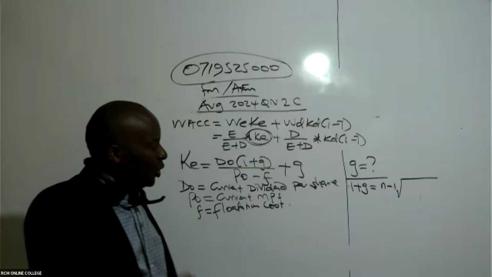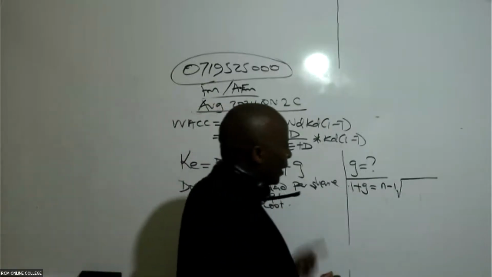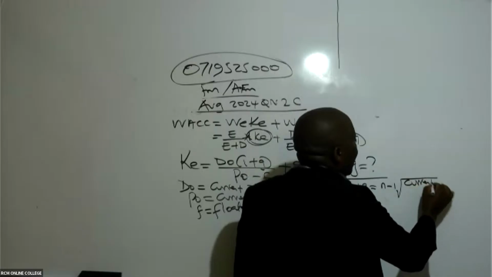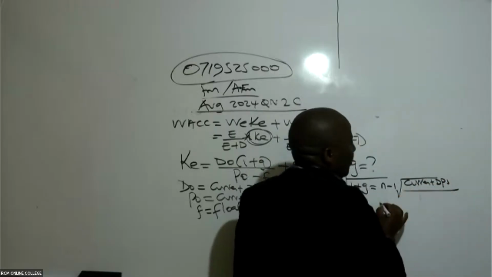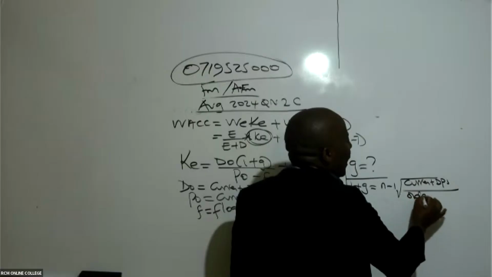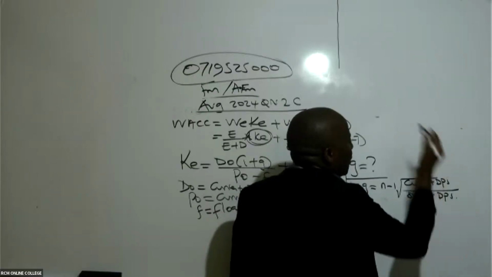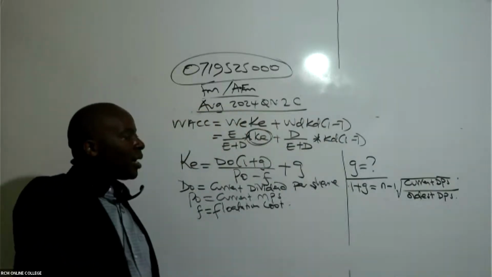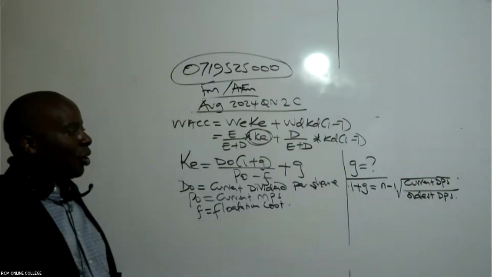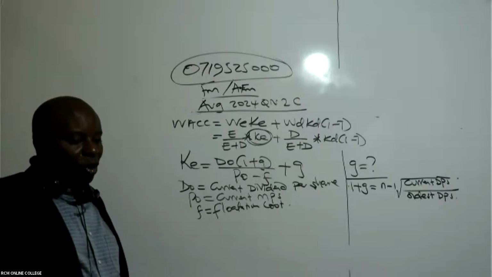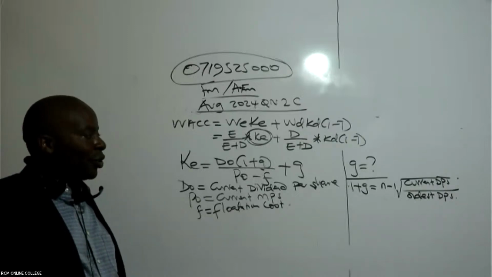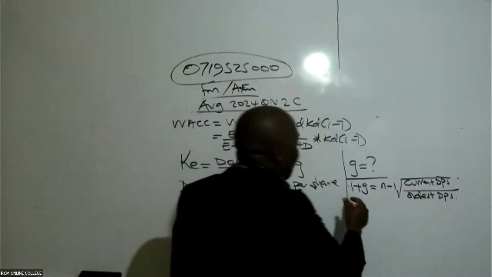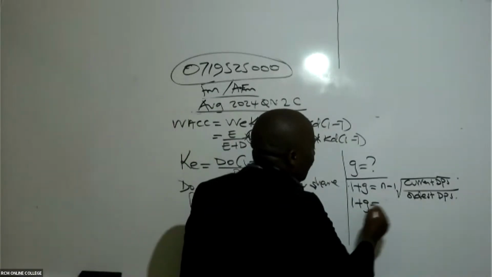And how do we get this G? We start by saying 1 plus g equals the n minus 1 root of current DPS all over oldest DPS. So you take n minus 1 root of current DPS all over the oldest DPS. Then what do we have here, my friends? My 1 plus growth rate in dividends.